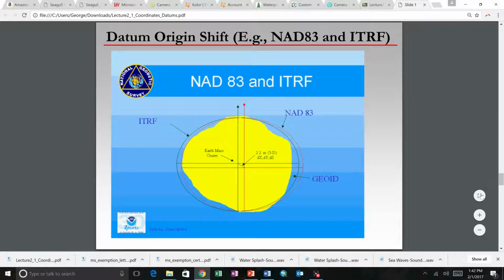Okay. Some other NAD, North American Datum of 1983, and the International something reference frame. I forgot exactly what it stands for.